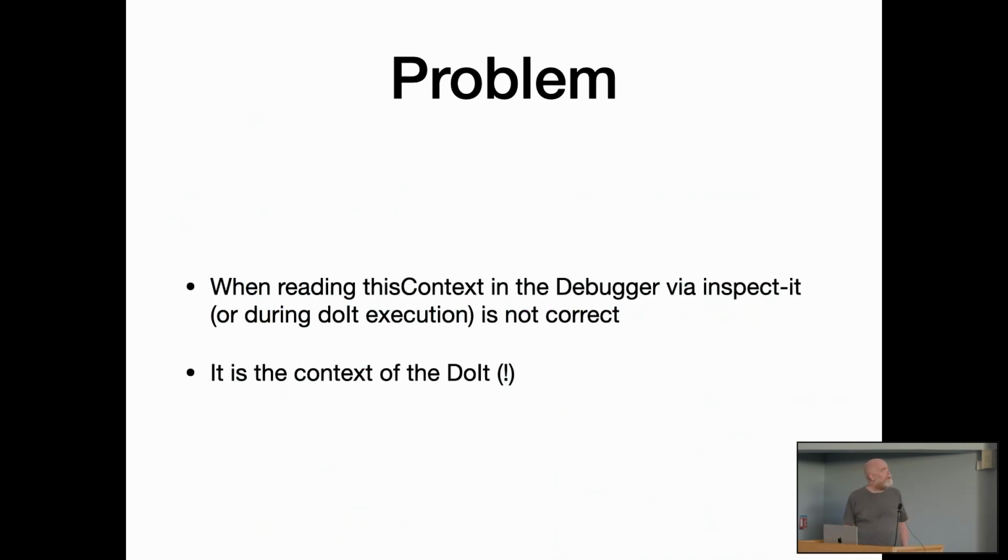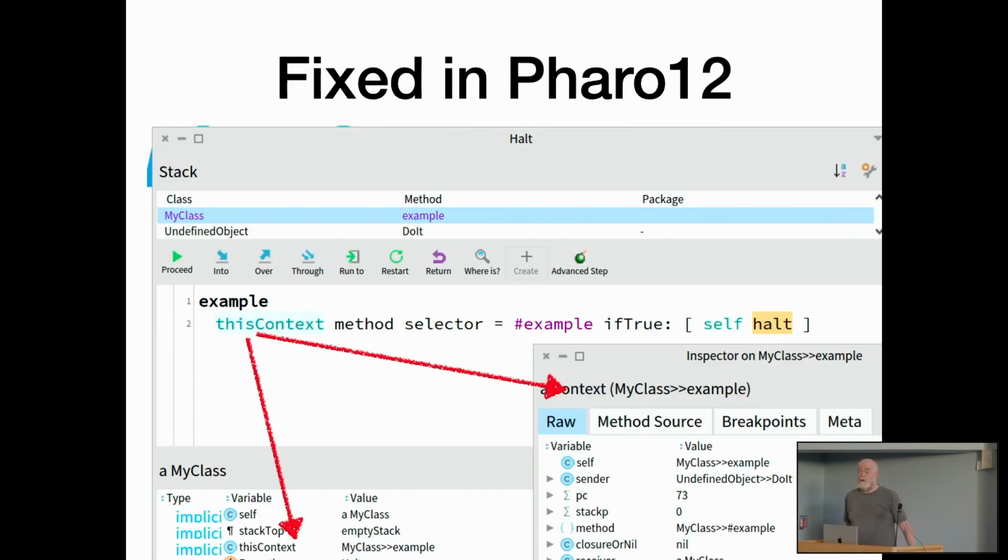The reason is that this context is actually the context of the do it. Because what the compiler does, it sees this context and it just emits push this context as the bytecode. And that's the do it context. So that doesn't work. But in Faro 12, if you do the same, it actually magically works correctly.